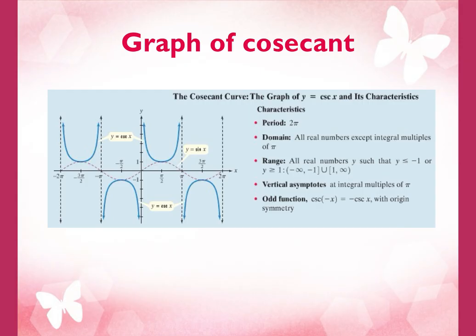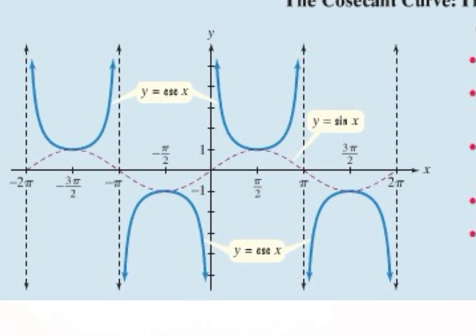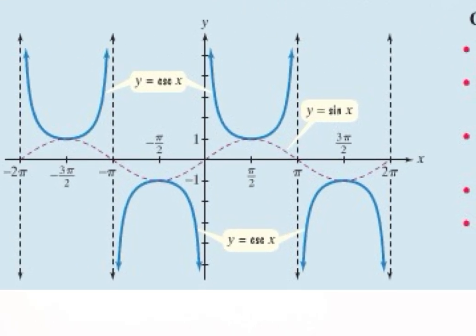Now we're going to go to cosecant and secant. So if you were good on sine and cosine, the good news is they directly relate to secant and cosecant. Cosecant is the reciprocal of sine. So if you look at the graph that's there, the blue curves are your cosecant curves, but the way you get to them is the little red dash line, which is your sine curve.